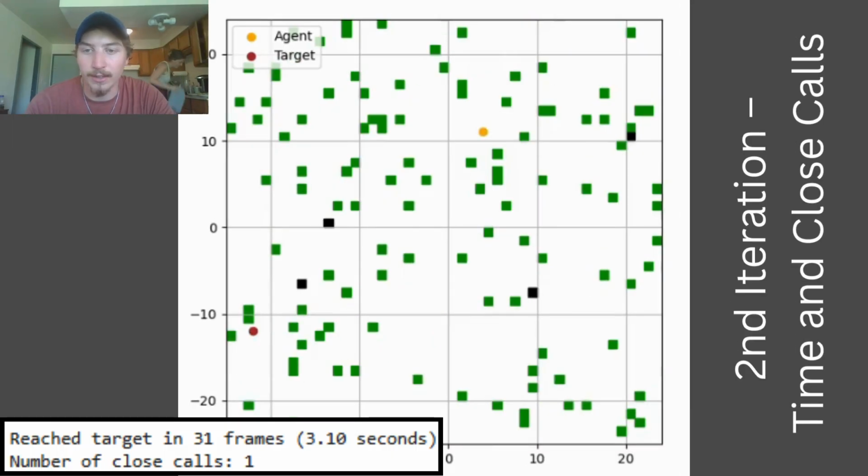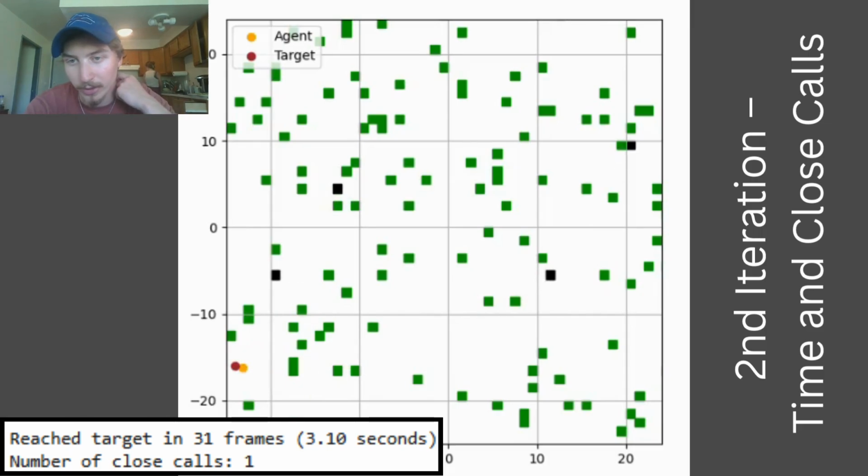This is the second iteration of testing of the agent tracking the target while avoiding the obstacles. As you can see in the bottom left corner, this iteration included the time to target and the number of close calls. This test resulted in a time to target of 3.1 seconds and 1 close call, meaning that the agent came within 5 position units of one of the obstacles that should be avoided.